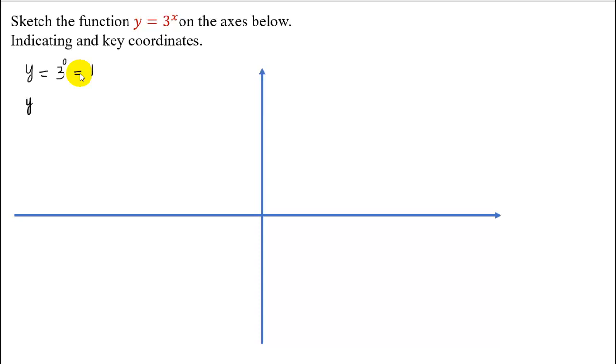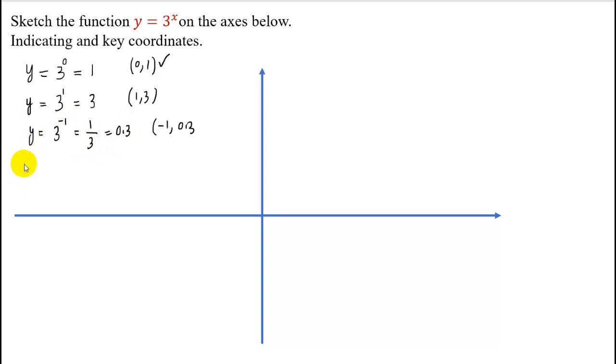For example, let me plug in x is equal to 1, 3 power 1. When x is 1, y will be 3. So this is another coordinate, when x is 1, y is 3. And here when x is 0, y is 1. This is the y-intercept. Let's plug in some negative value now. For example, x is equal to minus 1. It is a negative power, so it will be 1 over 3, which is approximately 0.3. So when x is minus 1, y is 0.3.